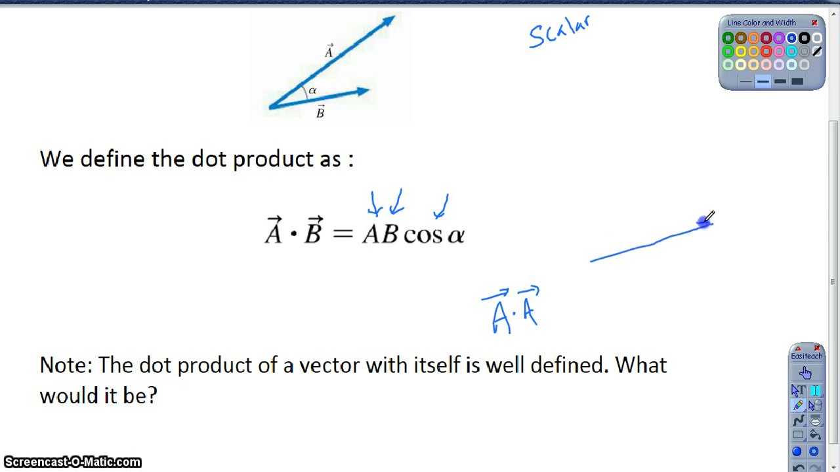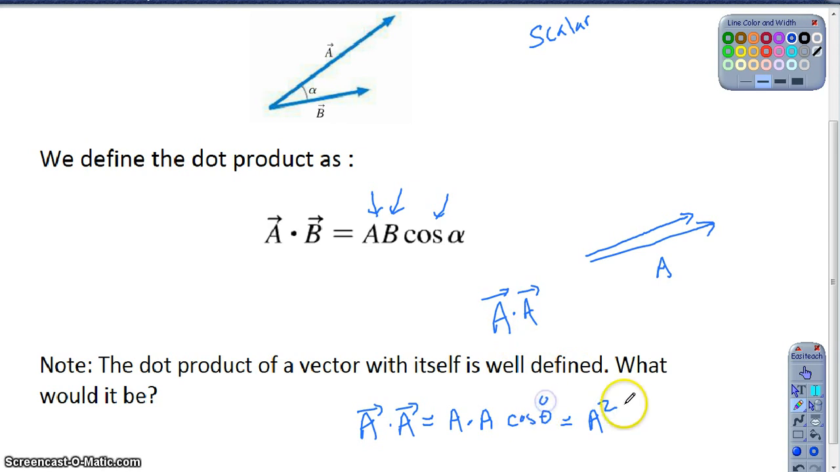Well, if you took a vector which is going off some direction and did the dot product with itself, then I would have the magnitude of A times the magnitude of A, so obviously that would be A squared, and then cosine of the angle between them. But what is the angle between them? Well, since it's the same vector, the angle between them would be 0, right? So it'd be cosine of 0. So the dot product of a vector with itself would actually just be A squared times cosine of 0, and cosine of 0 is just 1. So it ends up being just A squared.